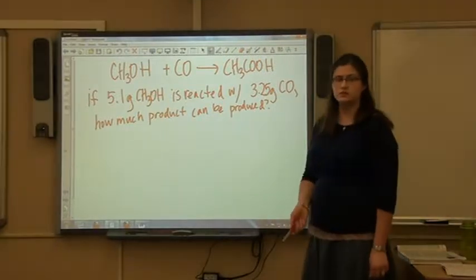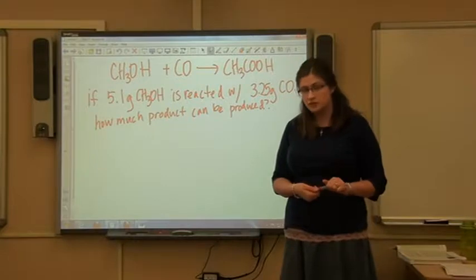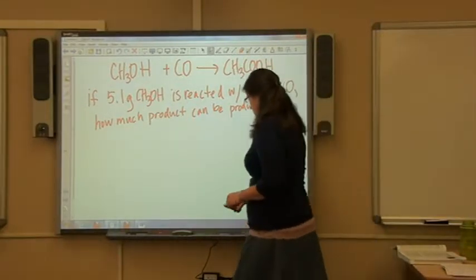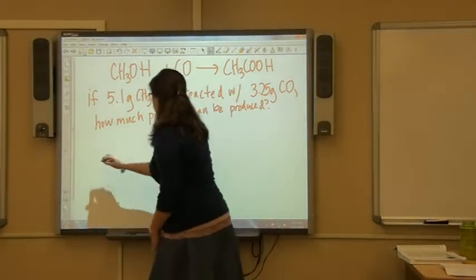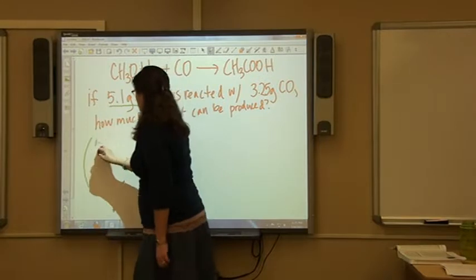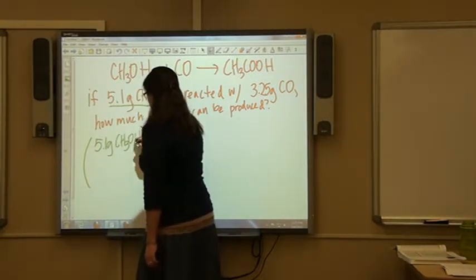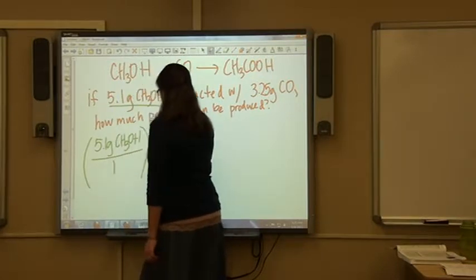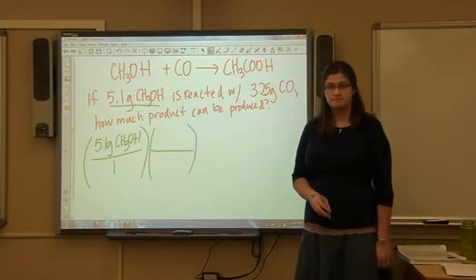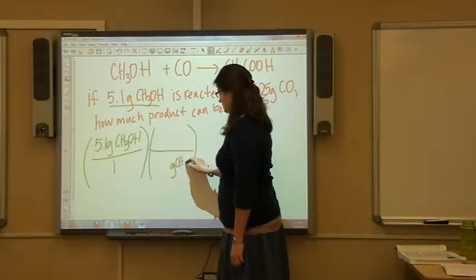Okay, step 1 was to balance our equation, we did that. Step 2 is to use our first reagent and calculate how much product we can produce. Okay, so our first reagent here is the methane. So let's just set up a whole stoichiometry problem here for the methane. What goes in the second bracket? What goes on the bottom? Grams methane.